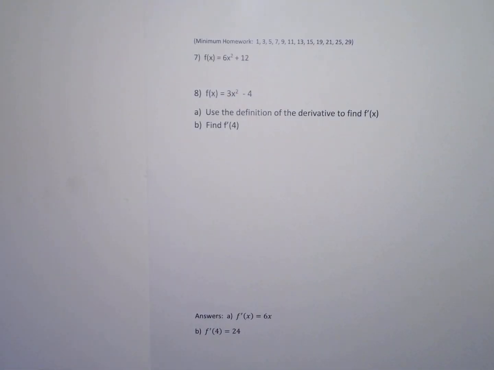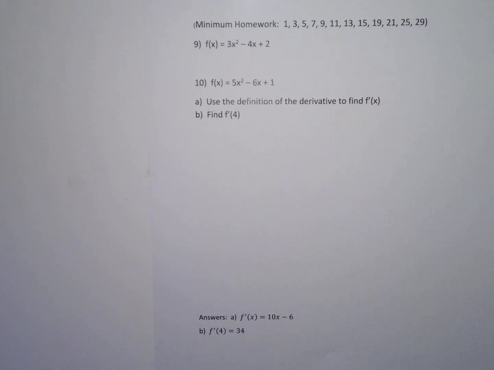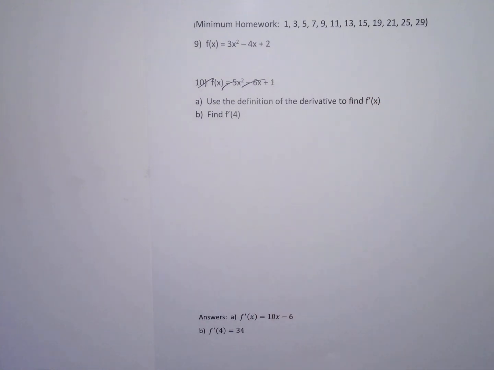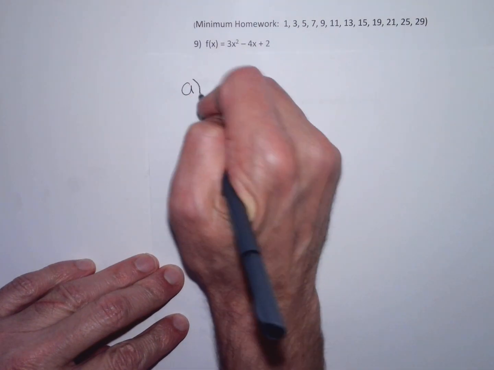Let's do 7 together. So for 7, in fact, let's skip 7 and let's do 9 together. It's a little grungier. So for 9, I'm going to find the derivative, and let's find the derivative by finding 2 points. So I'm not going to do 10. I'm going to find the derivative, and then I'm going to evaluate it at 4. So for number 9, to do part A, to find the derivative, I need 2 points.